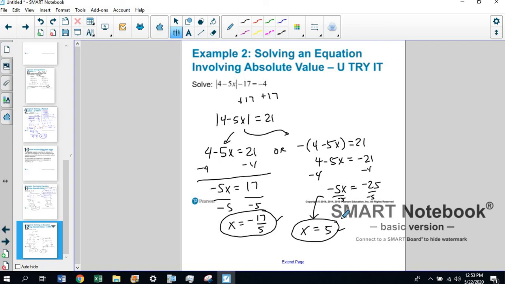Okay, so radical equations and absolute value equations have some similar processes where you have to isolate the radical or isolate the absolute value first, and then you either square both sides for radicals or you break it apart into two pieces for absolute values.